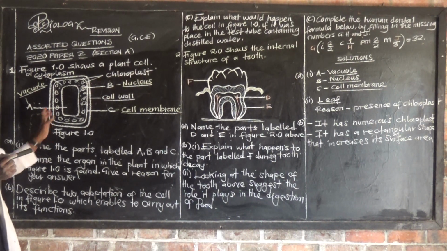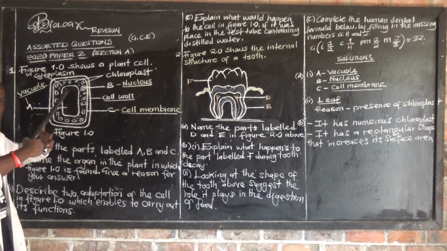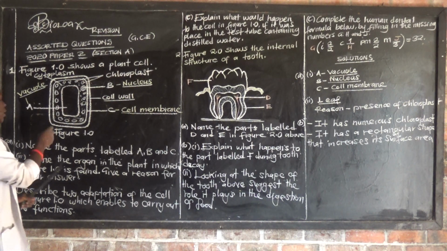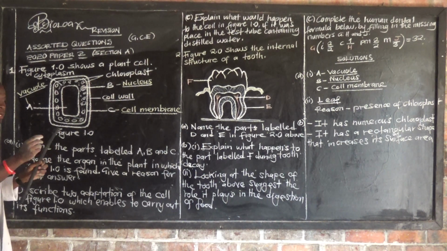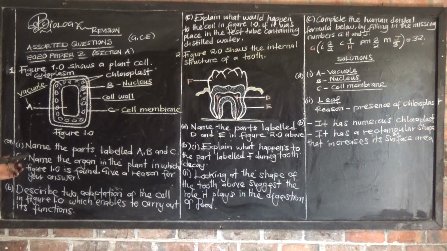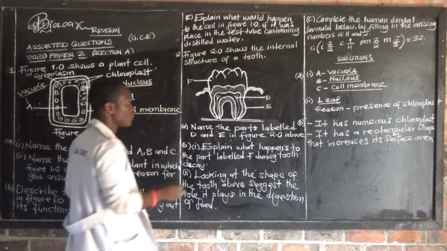So what's going to happen is this cell is going to start absorbing water. It will start gaining water molecules by osmosis. Then it's going to become turgid. So you say the cell will gain water by osmosis and become turgid. Are we together?